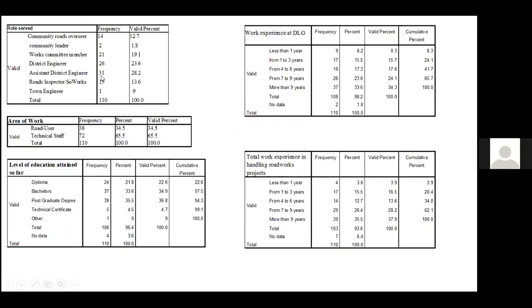Demographic characteristics. They're all served by the different key players. We had the community road users, community leaders, those serving on the works committees, district engineers, assistant district engineers, road inspectors, and town engineers. And overall, of course, we mostly got district engineers who are technical personnel and a number of road users.